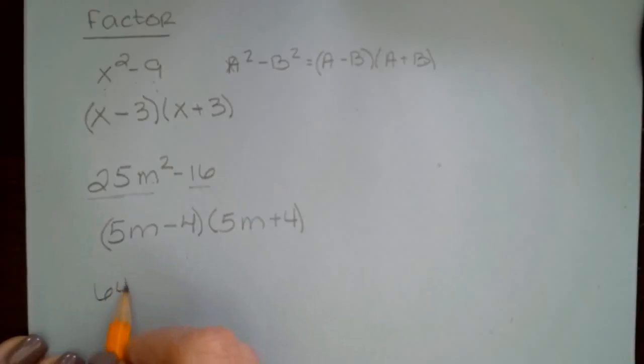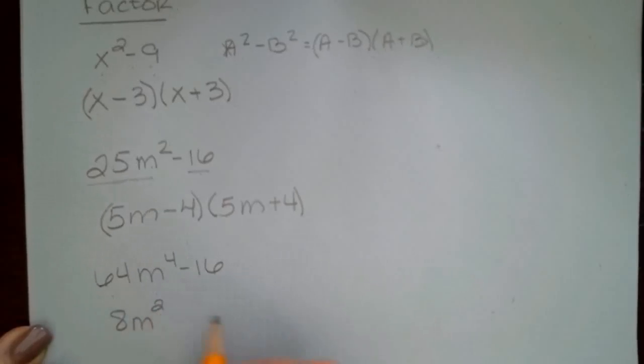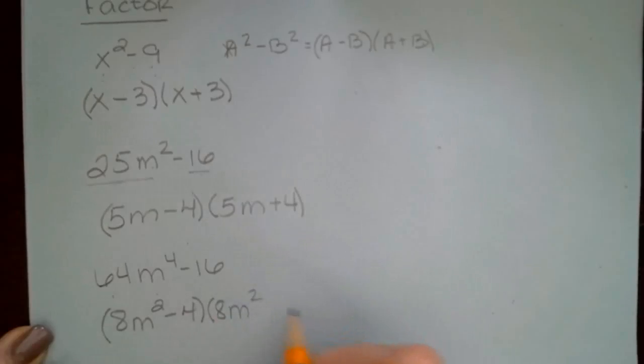We have 64m to the 4th minus 16. 64 is a perfect square and m to the 4th is a perfect square. This factors to 8m squared minus 4 times 8m squared plus 4.